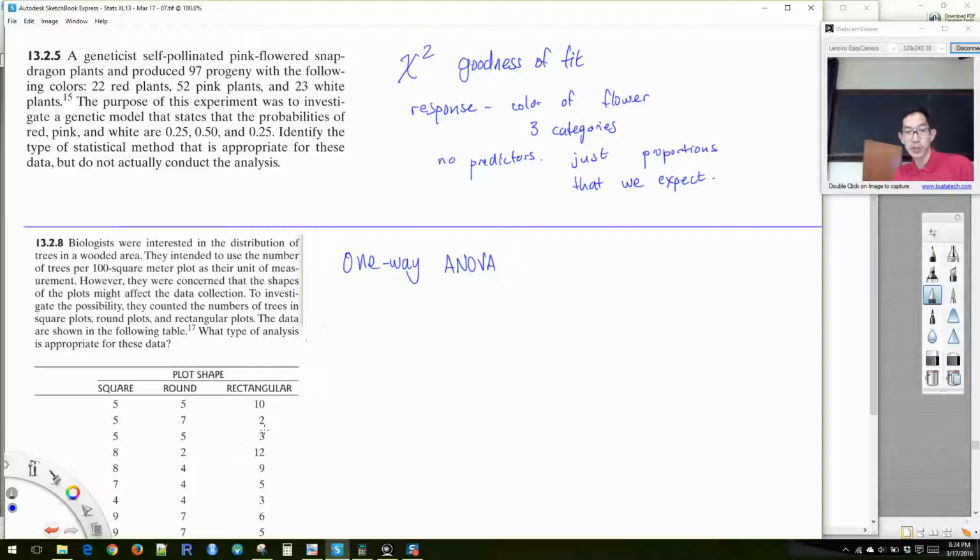Okay, our response, the variable of interest, is the number of trees. So that's going to be numeric. And our predictor is the shape, plot shape. So that's categorical. Okay, so we've got 3 categories. So we have to do one-way ANOVA.